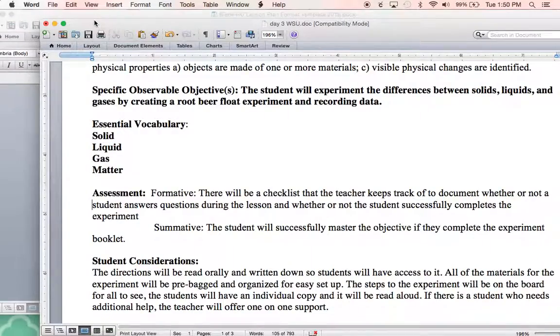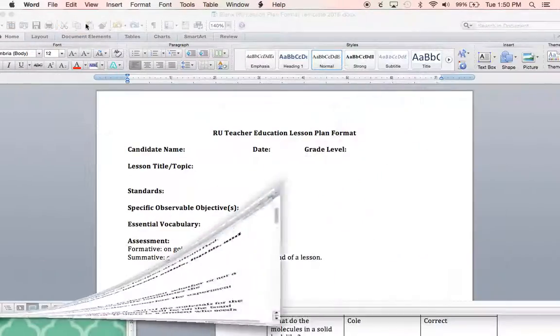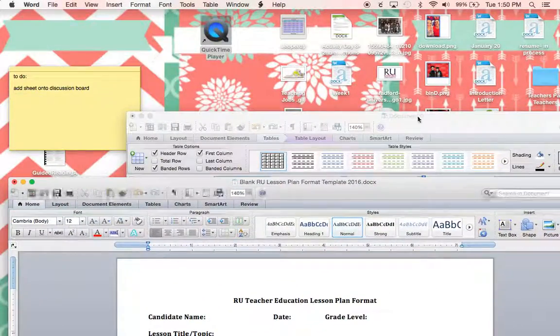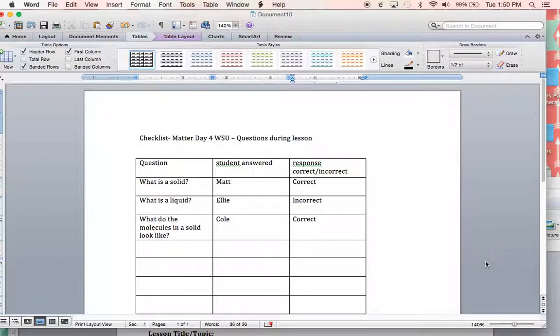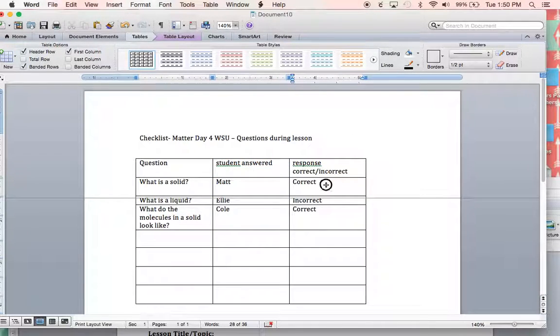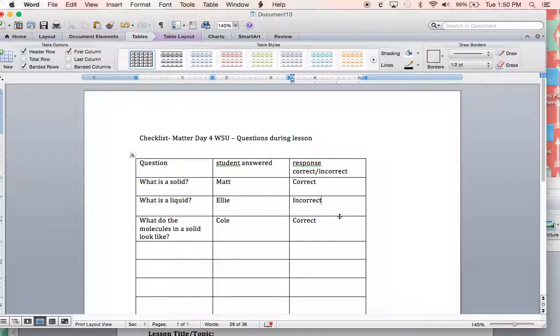So for the formative assessment, an example of a checklist that I created was for my work sample unit. I asked the students questions. So the question portion was here, and it was what questions I asked them, and who answered the question, and whether or not their response was correct or incorrect. So I kept track of the lesson and who answered each question, and I went back.